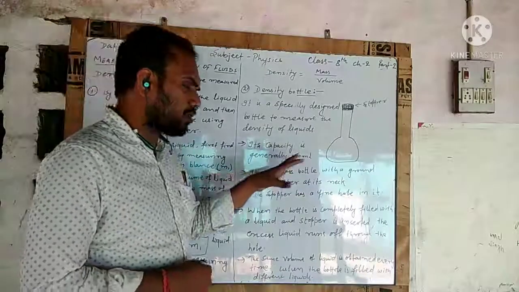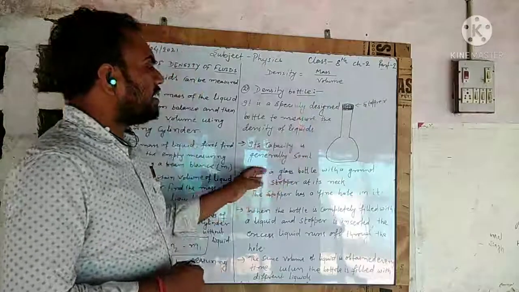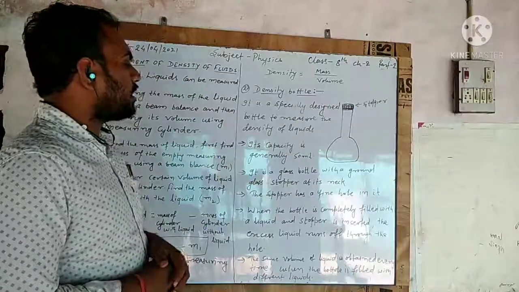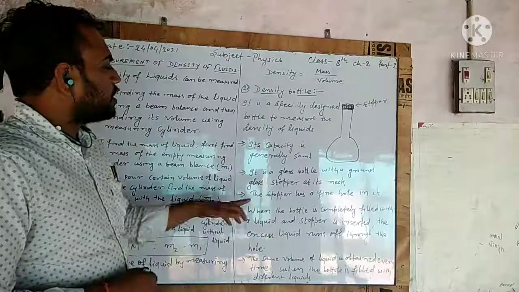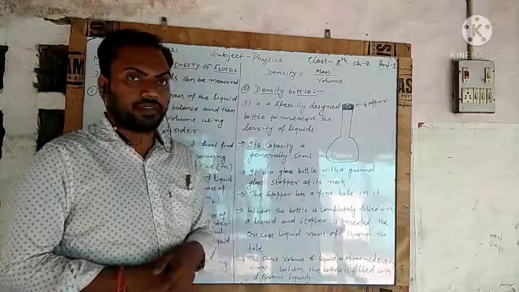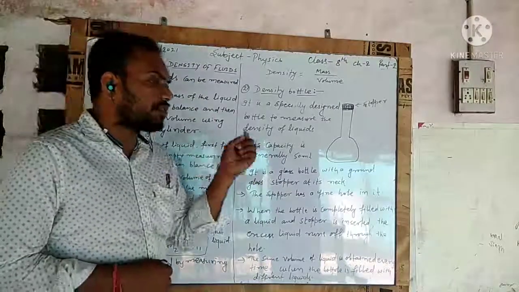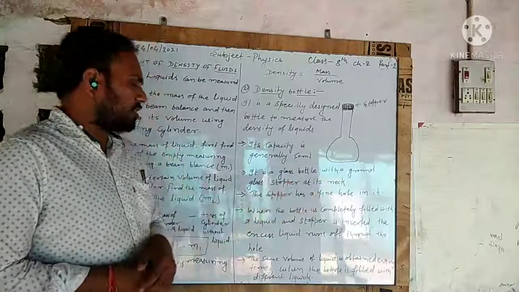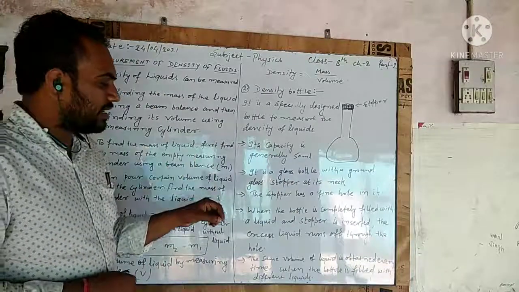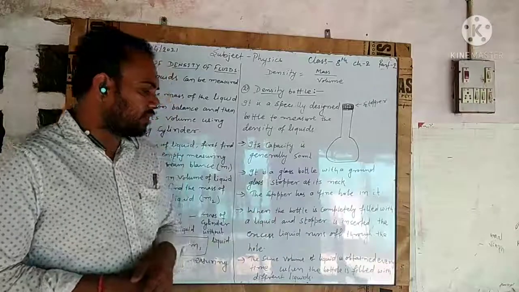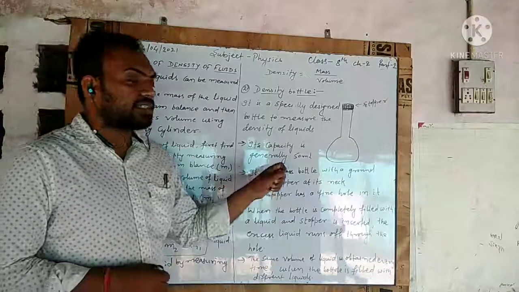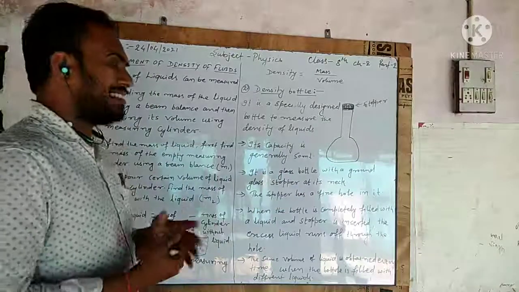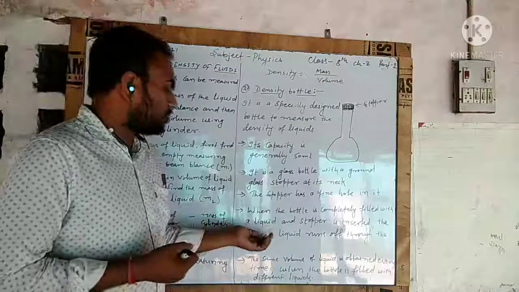It is made up of glass, and the ground glass stopper is at its neck. The stopper has a fine hole in it. Definitely a question arises, why is this hole required? When the bottle is completely filled with a liquid and the stopper is inserted, the excess liquid runs off through the hole. So when excess liquid is present inside the bottle, it will come out through this hole.